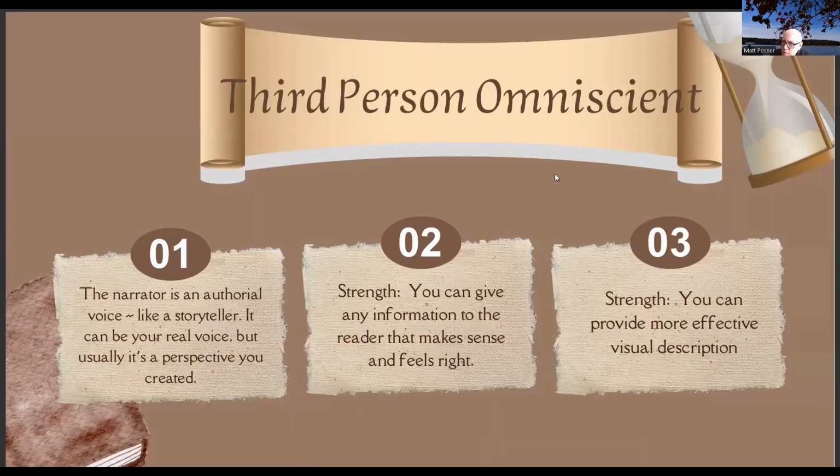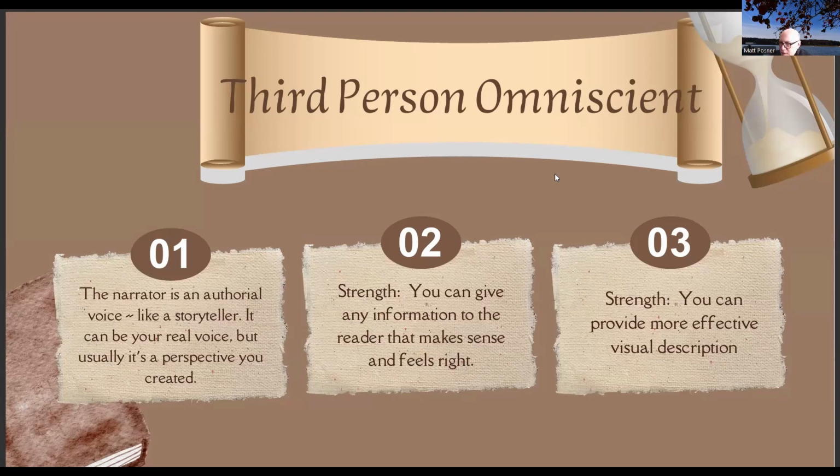Omniscient is the narrator as an authorial voice, like a storyteller. While it could be what you consider your own authentic voice as a writer, usually it's a perspective you've created, a narrator as character, who will have some kind of a slant or some kind of a voice that is different from what it would be like to have a conversation with you. There are a number of strengths and weaknesses.